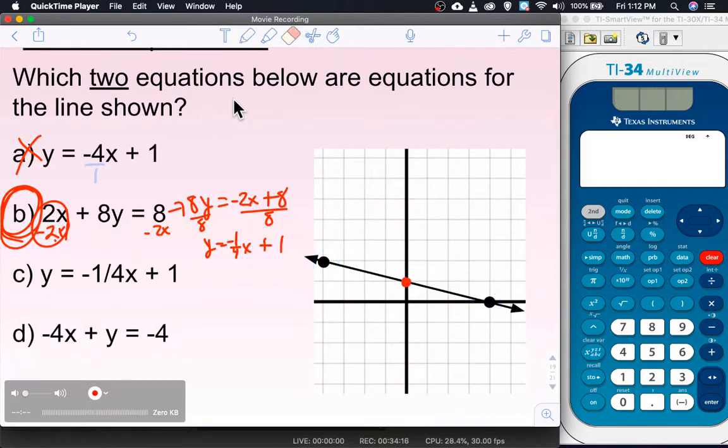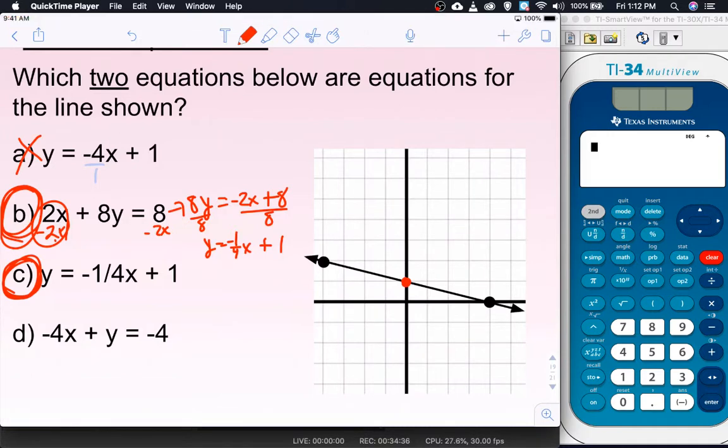Okay, let's check letter C. The equation is y equals negative 1/4 x plus 1. Well, yes, that's going to work as well because that's the exact same equation as we just got for letter B. Negative 1/4 x plus 1. We know that one works.